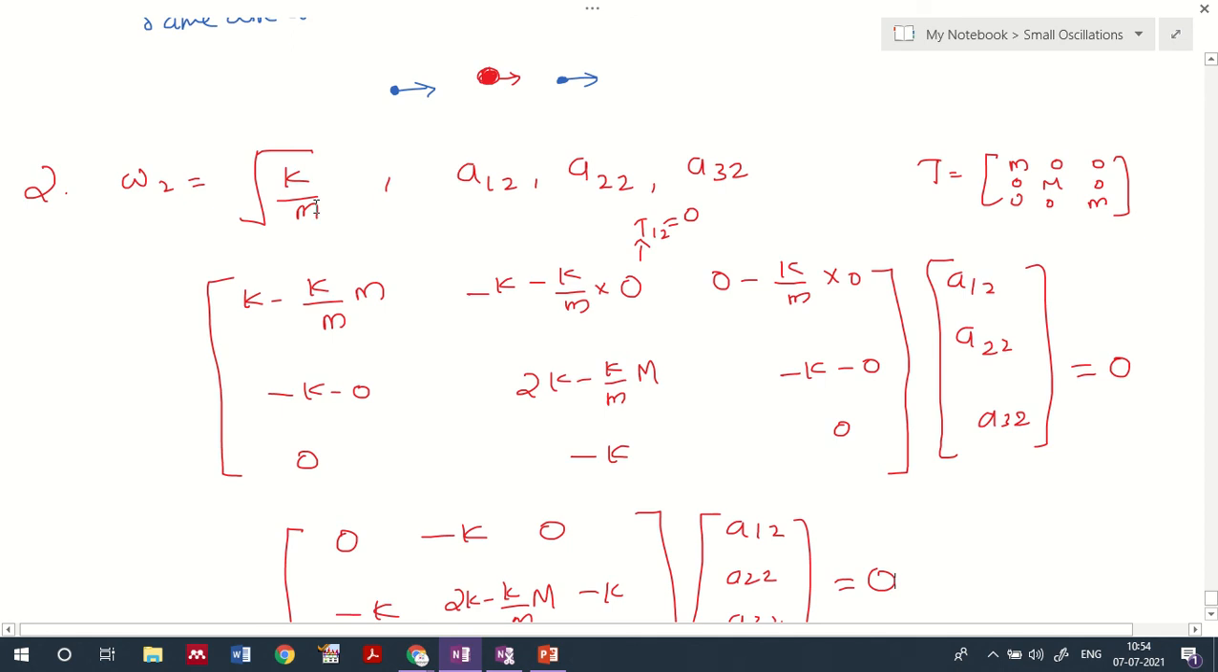So if we substitute omega 2 equal to root k by m, we can identify the A12, A22 and A32 representation here. If you substitute that into the equation, k minus k by m into m, this is small m, minus k by m into 0, and 0 minus k by m into 0.